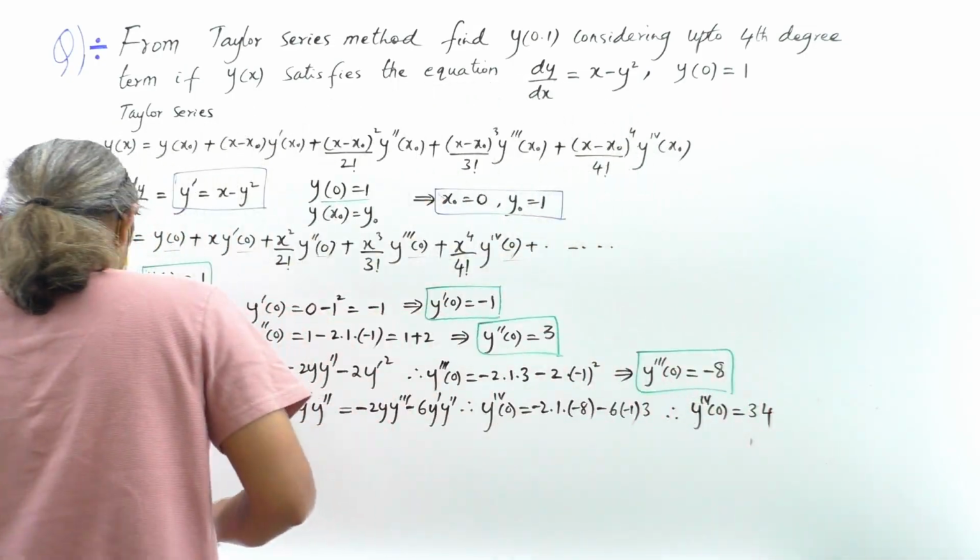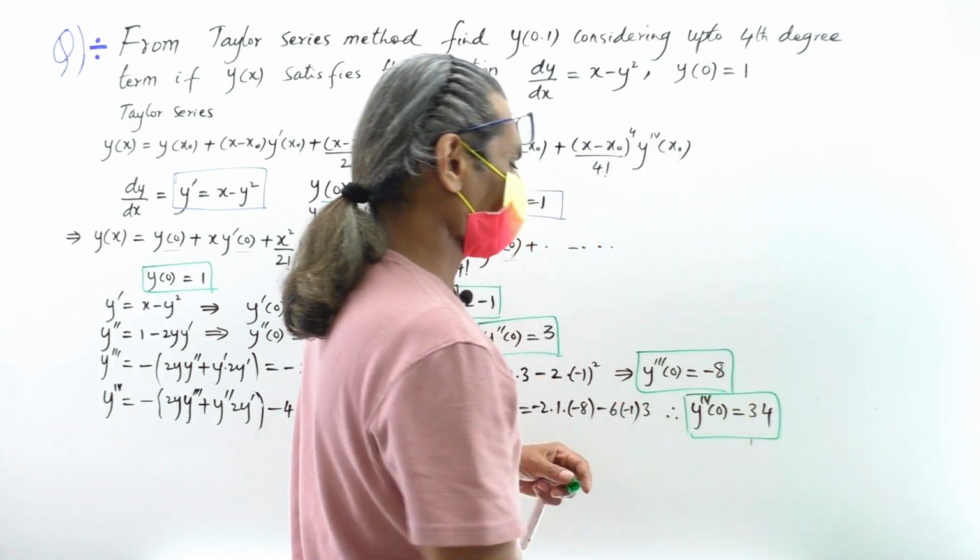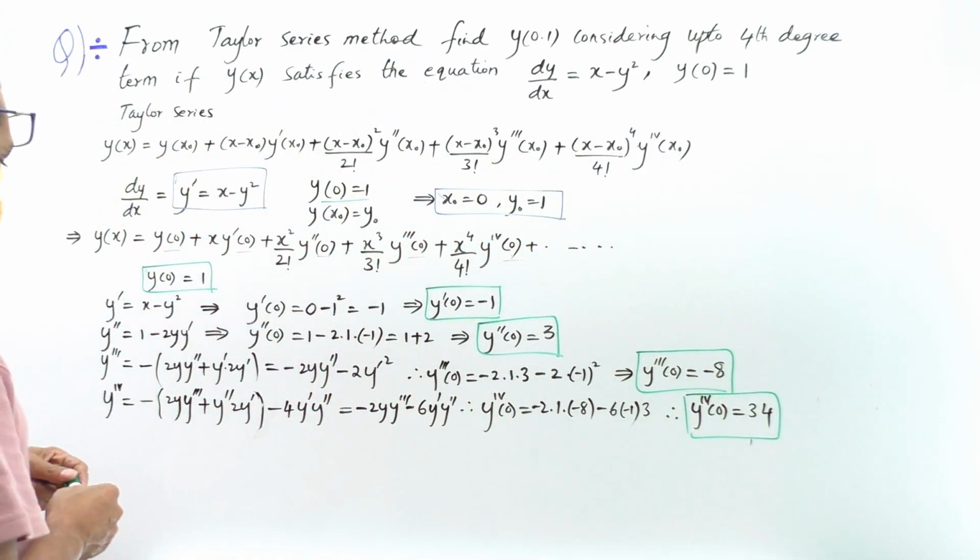Okay, step by step. You won't lose any marks. So y4 of 0 is how much? 34. So we got all the required values which we need here.